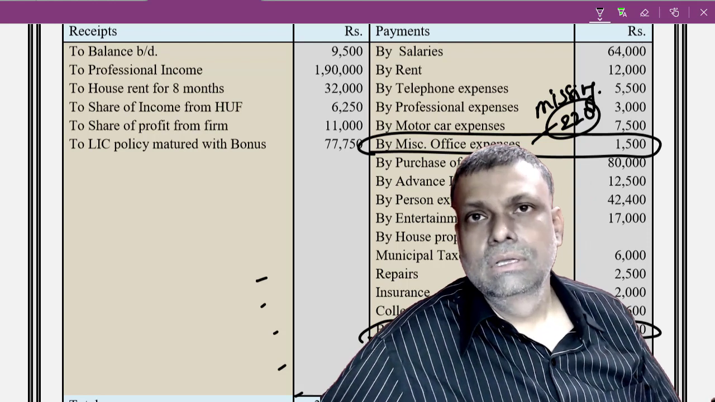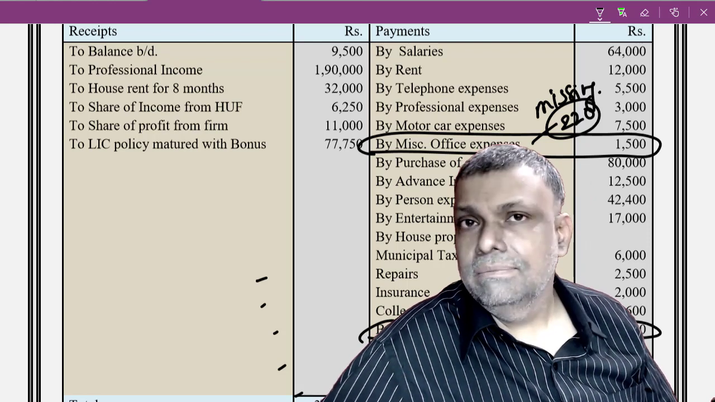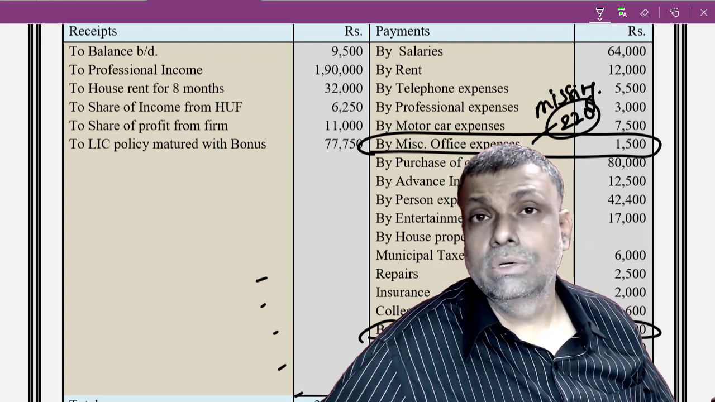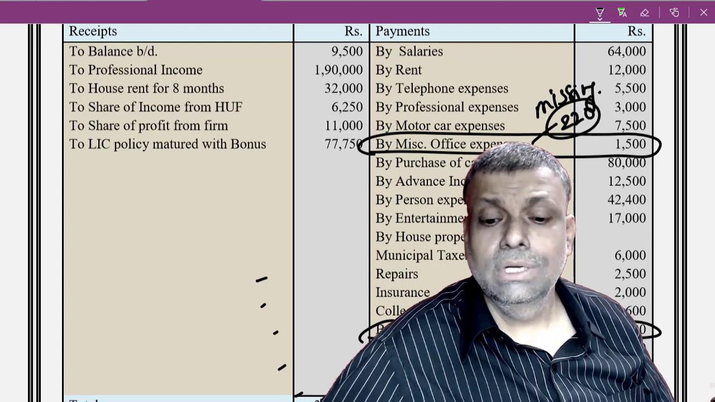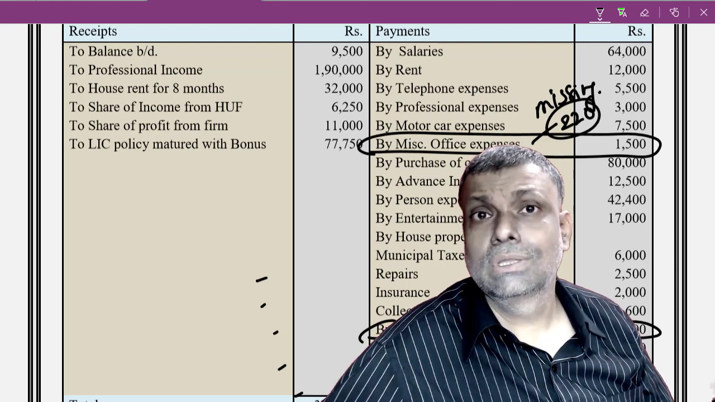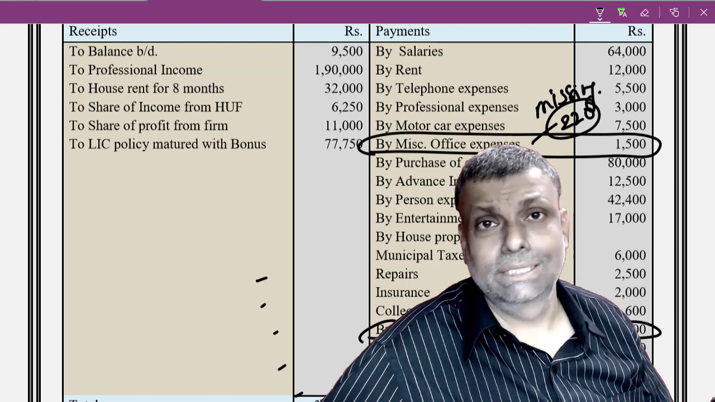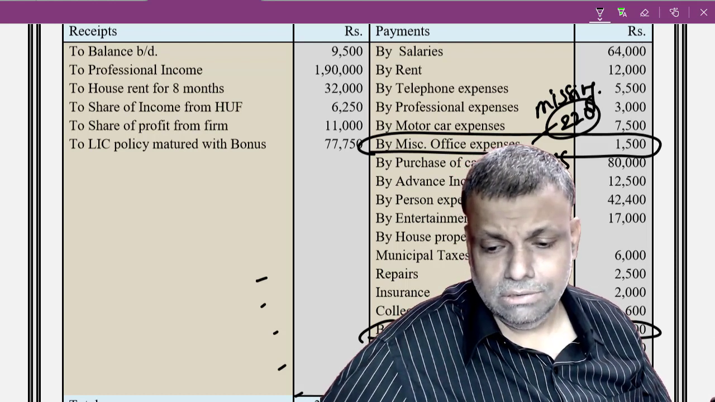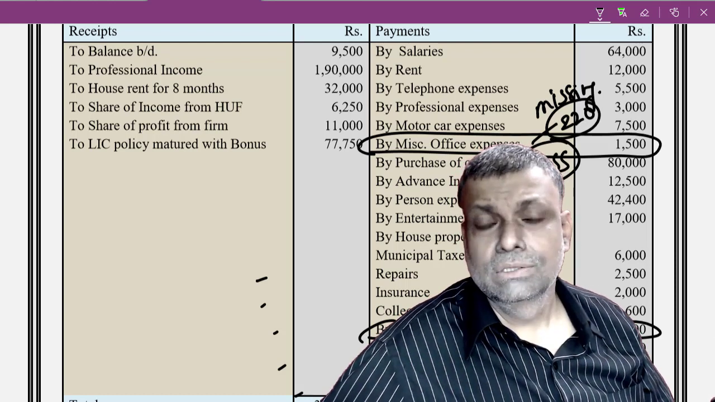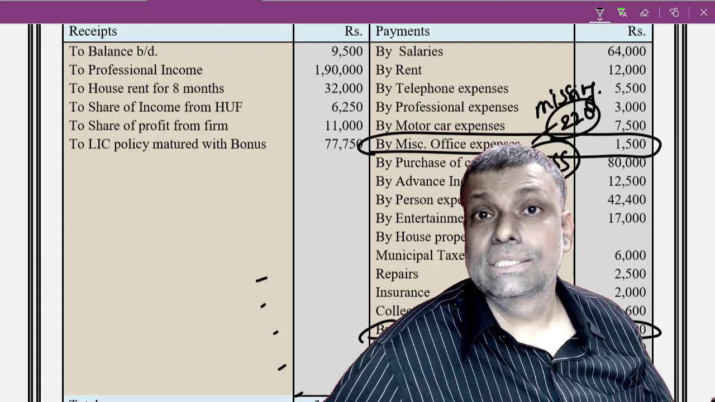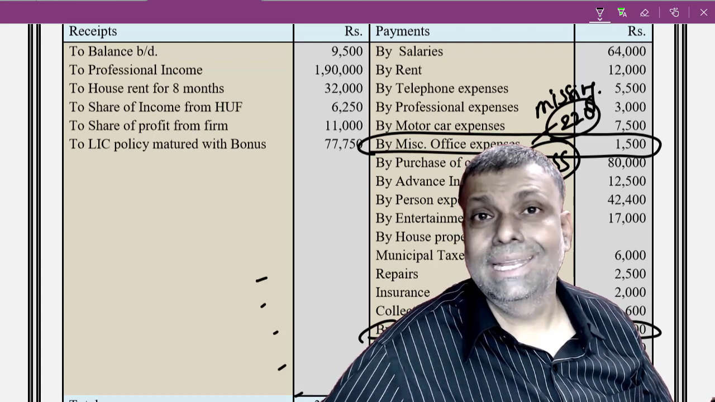So what the officer is saying is that since I already have the data that 220 rupees is missing, to that extent you have not spent only for the business purpose. You have only lost it. This is basically a loss. You have lost it, so it is not an expenditure.